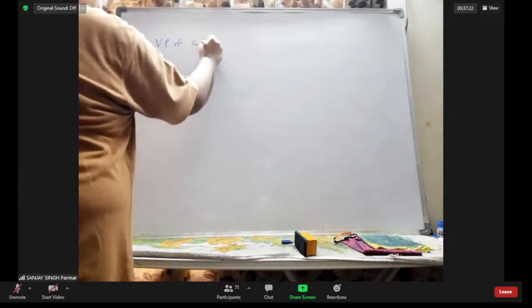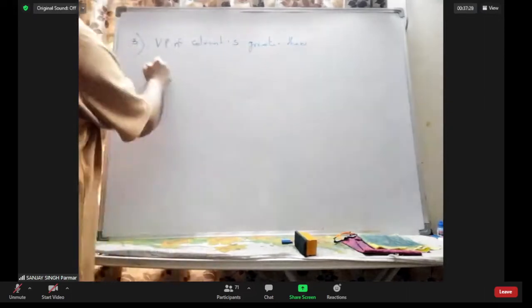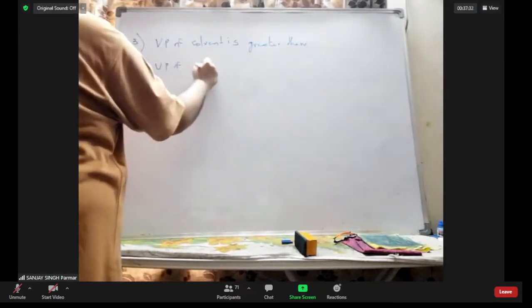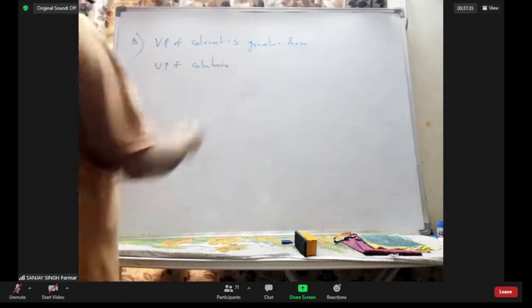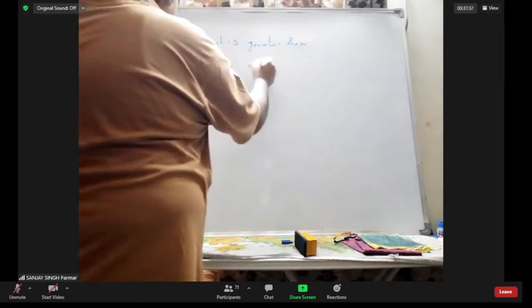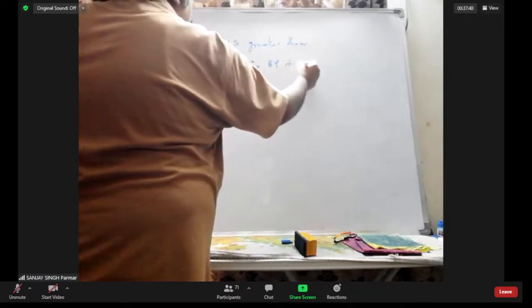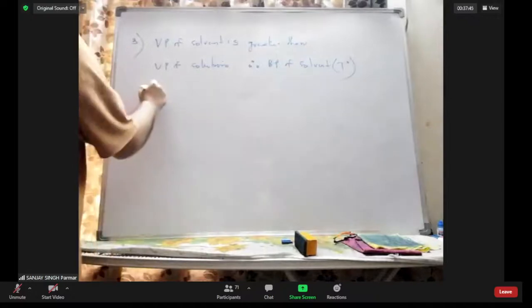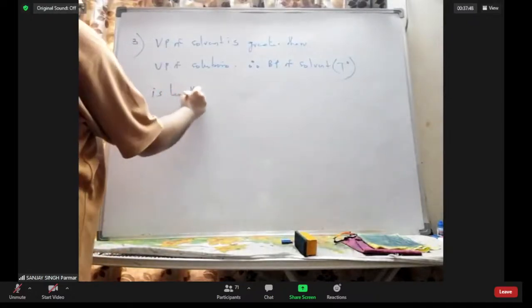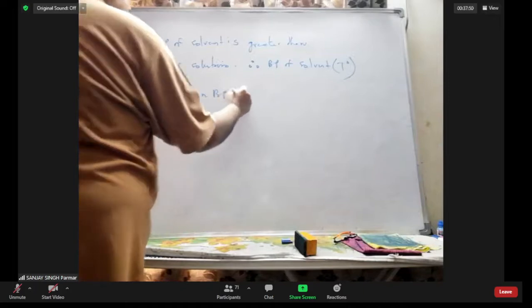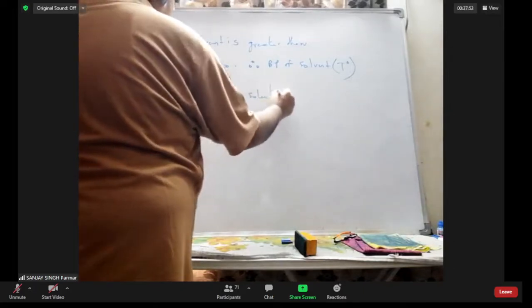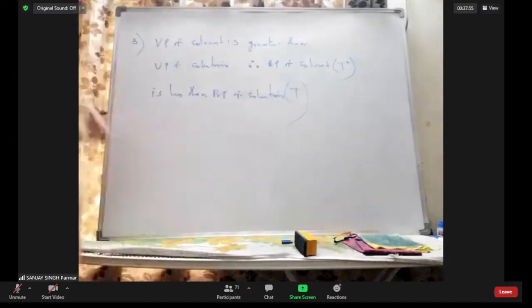Vapor pressure of a solvent is greater than vapor pressure of solution. Therefore, boiling point of a solvent is less than boiling point of a solution. Next time, better to write on the blackboard. It will save a lot of time.